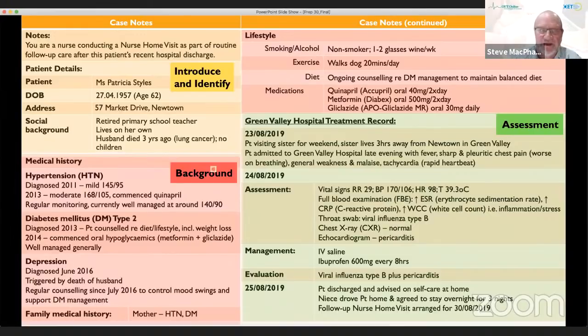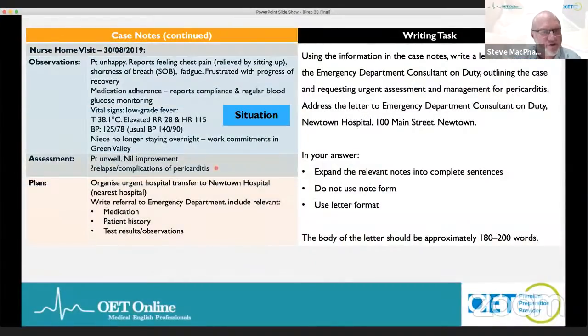But we've got three there, and then on this page, we've got the situation and the request. And my advice to you is go through all your different case notes and start applying this approach to it. Start organizing and looking at the structure and deciding which sections you can see. This is really going to help you on exam day with speed and understanding. Okay.